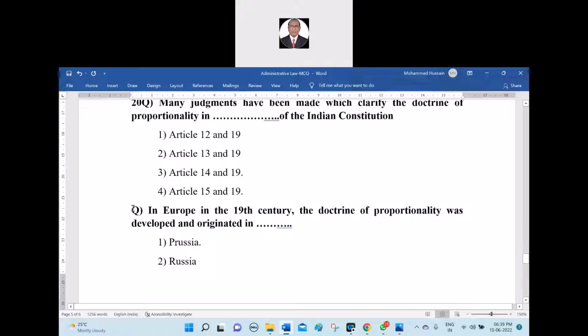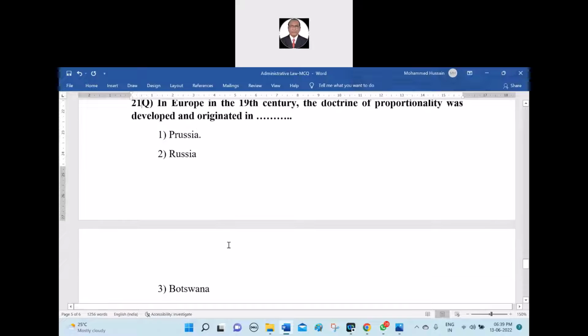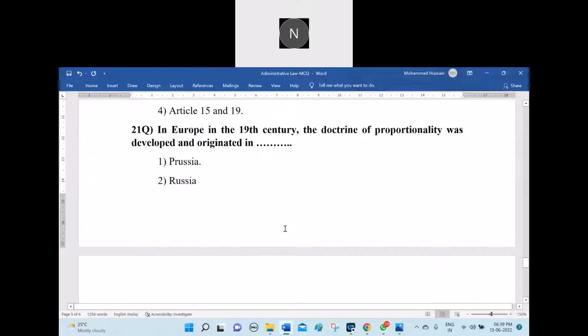Next, 21st. Anyone can unmute and read. Unmute and read. Parshuram, why you don't read it now? You are unmuted, but you are not reading.